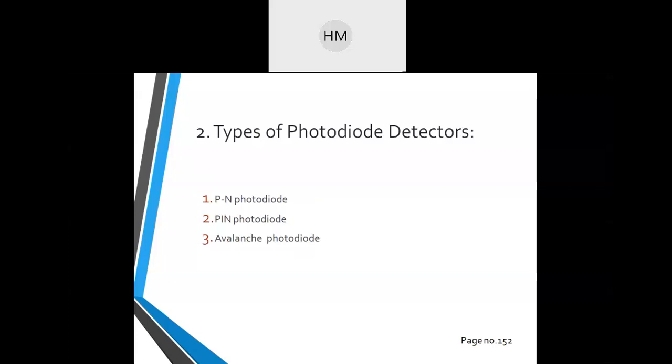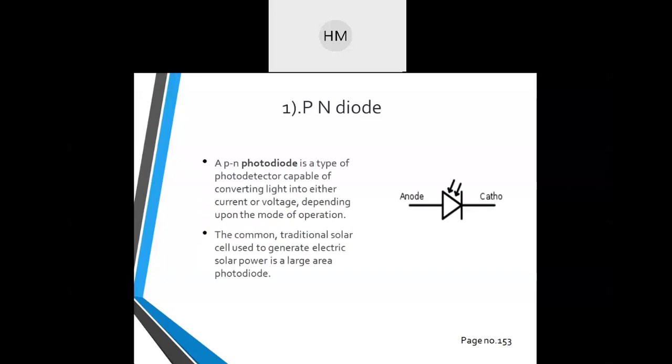Should we move ahead? So a PN diode is a simple PN combination. A PN junction is formed and this diode is operated in reverse bias mode. The depletion region will increase, photo generation will take place and current will be released in the circuit. A simple diode and its symbol is like this, a diode with the light coming into it, a photodiode.